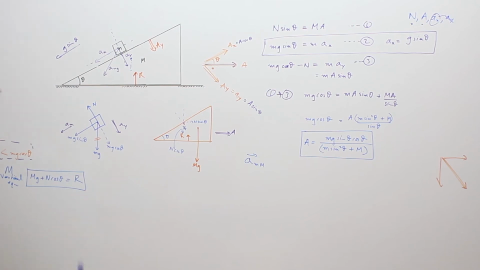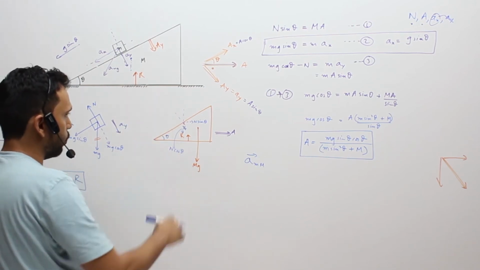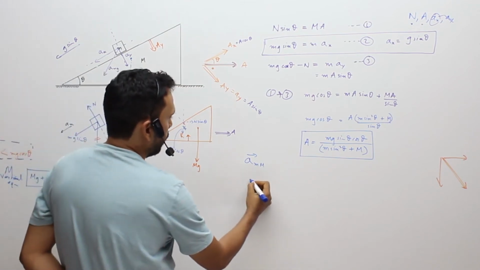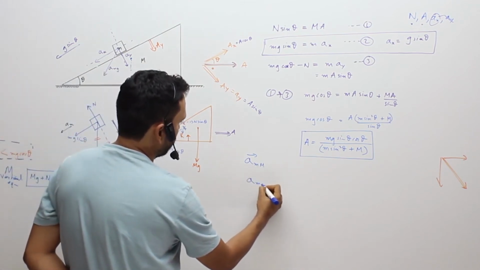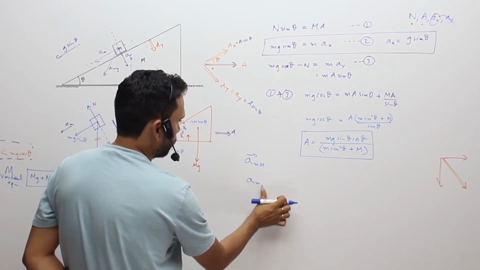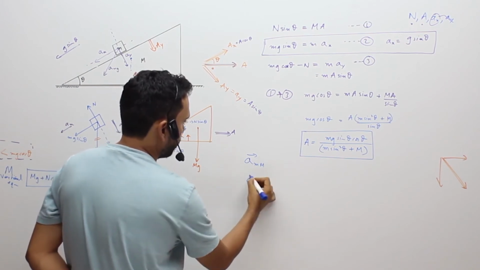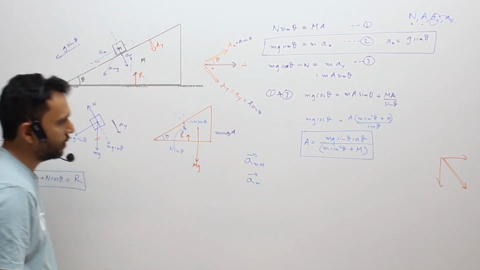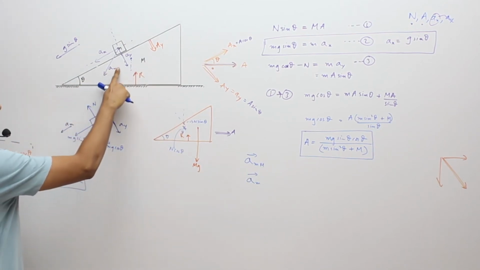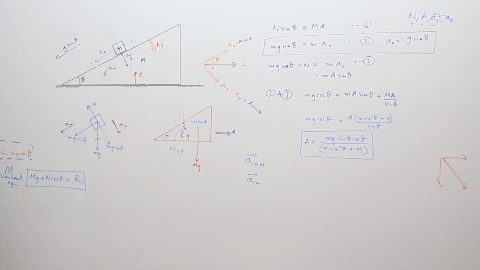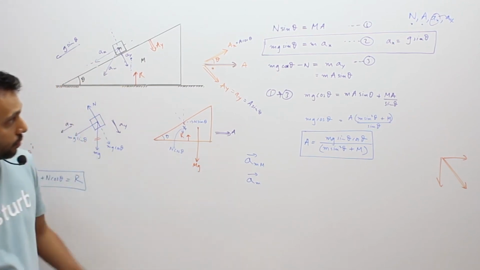I want you to get this acceleration of the small block with respect to the capital block, as if the capital block was not moving. And the acceleration of the small block with respect to ground. So I'll just write small m over here. So it represents with respect to ground. Which is this one. So I want you to get this one and that one.